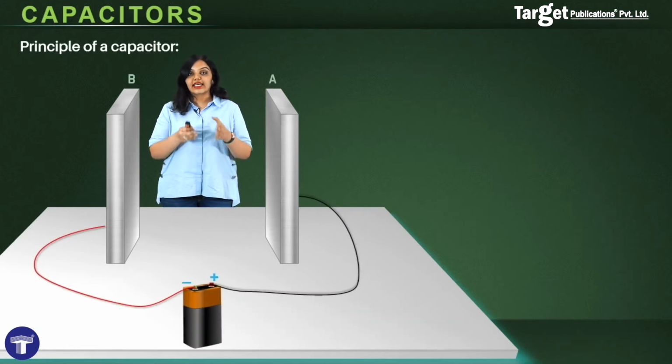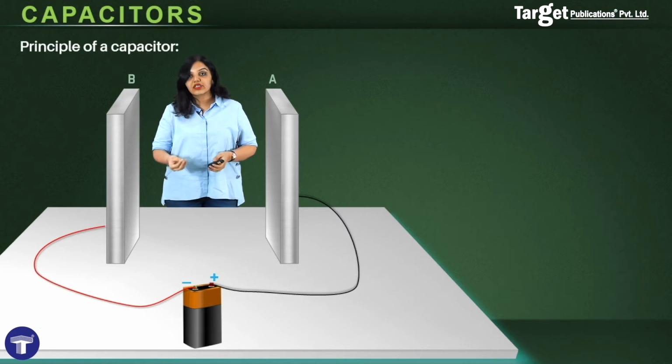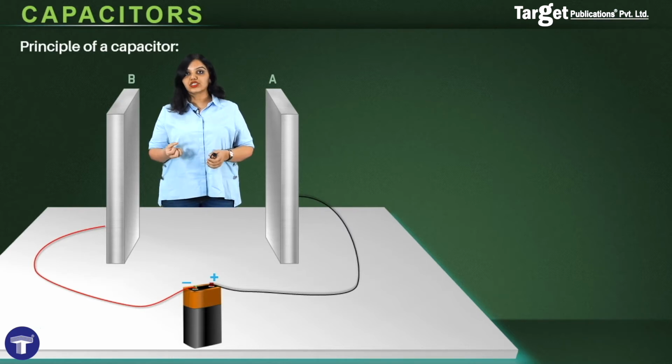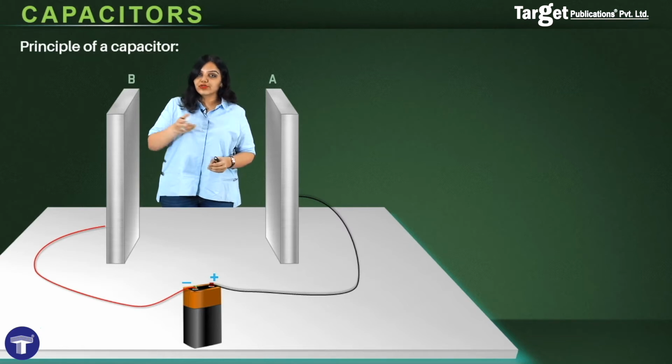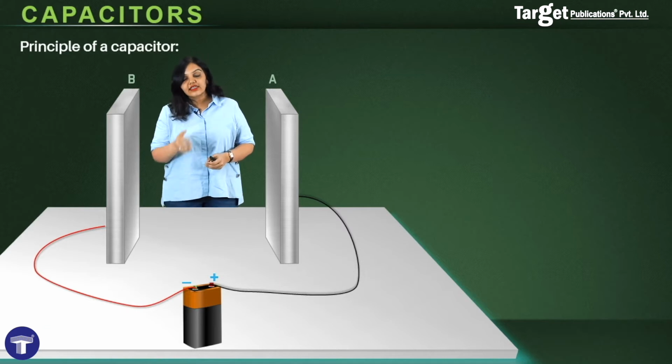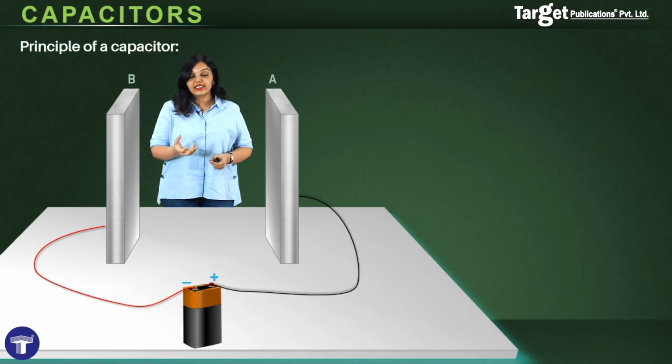Now what we do is connect this to the terminals of a battery. And why do we do this? We know that the primary function of a capacitor is to store charge. And if it has to store charge, then the charge has to come from somewhere. So to supply this charge that we want to store inside the capacitor, we connect these conductors or plates, that is metal plates, to the terminals of a battery.